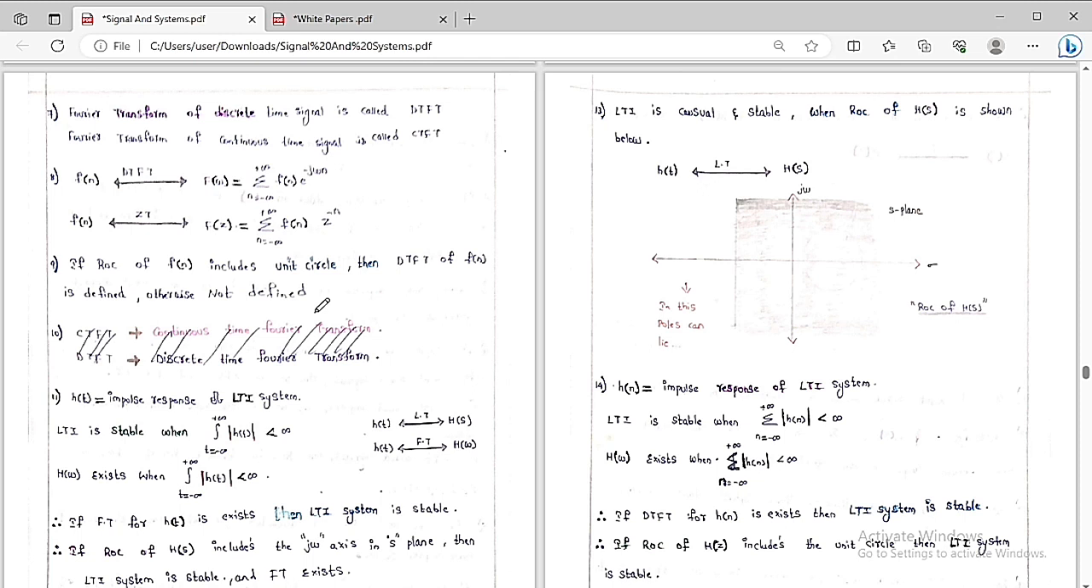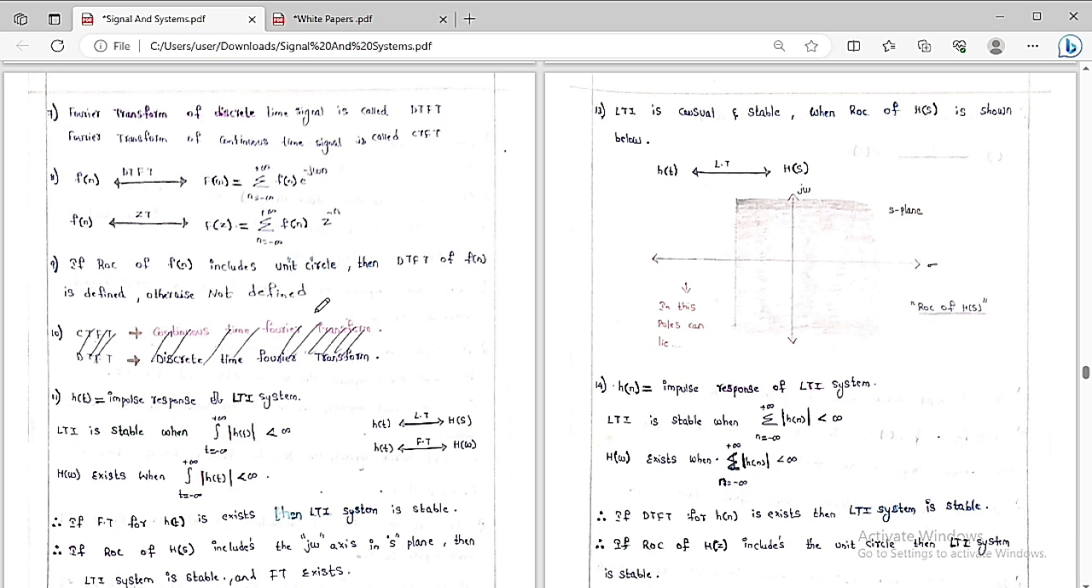Whenever the ROC of f of t includes the imaginary axis, then only the continuous time Fourier transform of the signal f of t is going to exist. Otherwise, it is not defined. Similarly, if the ROC of f of n includes the unit circle, then the discrete time Fourier transform of the signal f of n is going to be defined. Otherwise, it is not going to be defined. This point also I have already told you.